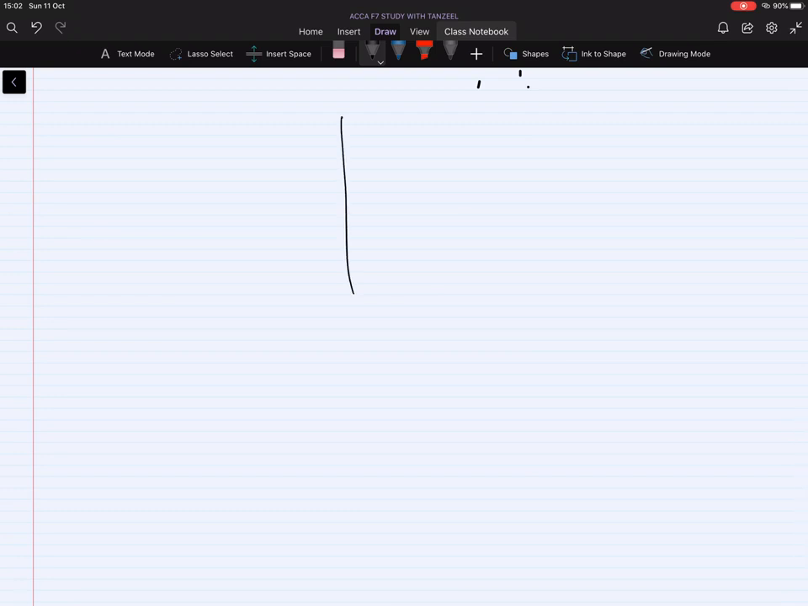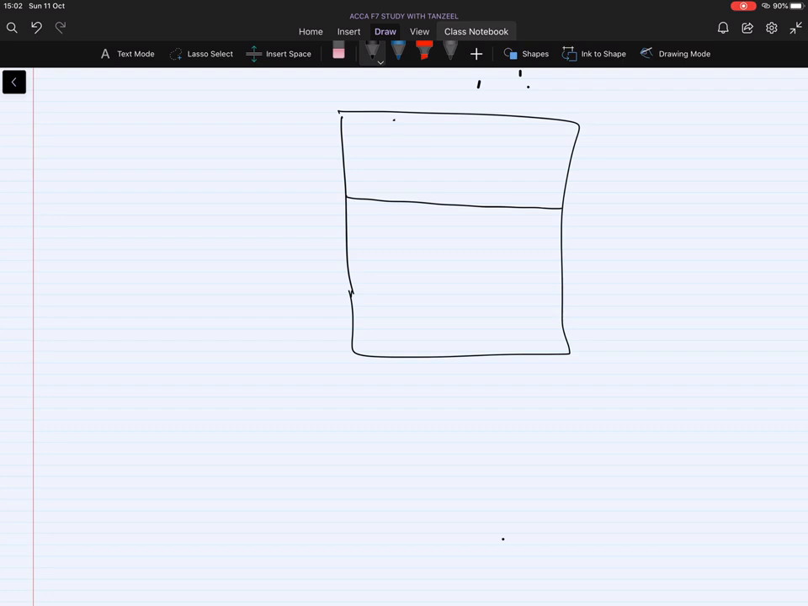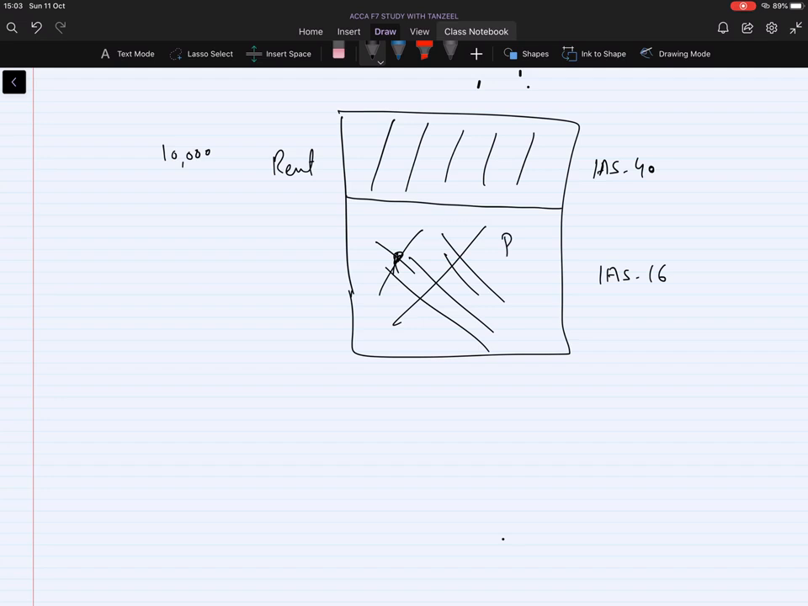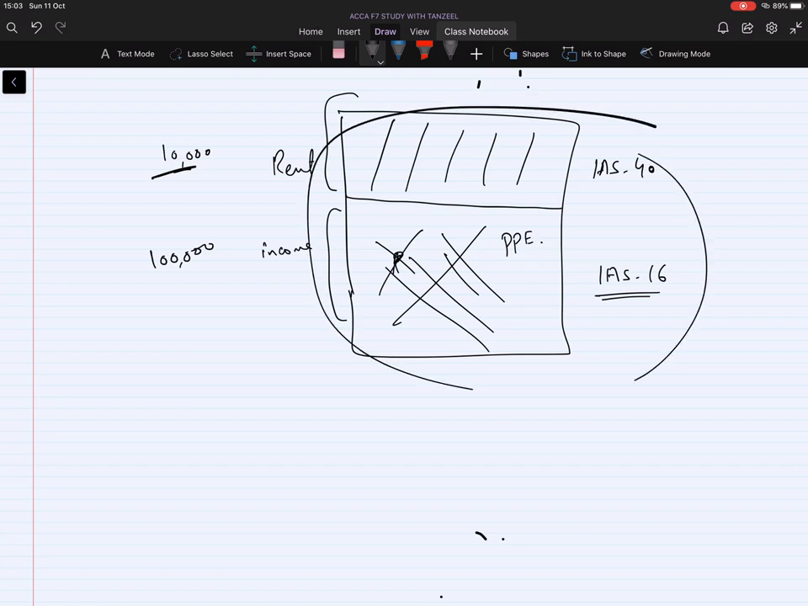Suppose you have a building like this, and this much is for rent, which is 10,000, and the rest you use for your business, which is your PPE under IAS 16. In this portion you are earning rent of 10,000, but for business use you have suppose 100,000 income. It means IAS 16 is more significant, so apply IAS 16 on all of this, because a significant amount comes from your own use. Keep this under IAS 16.